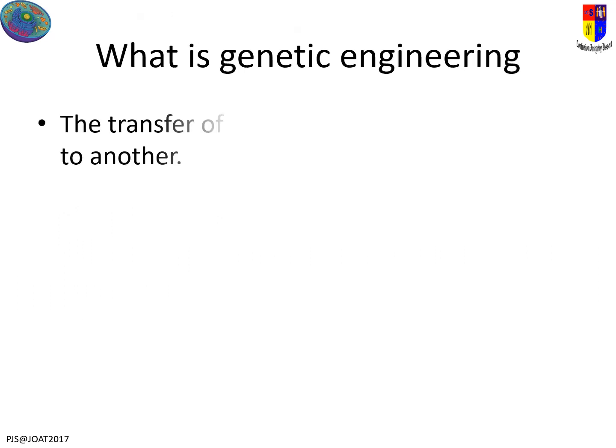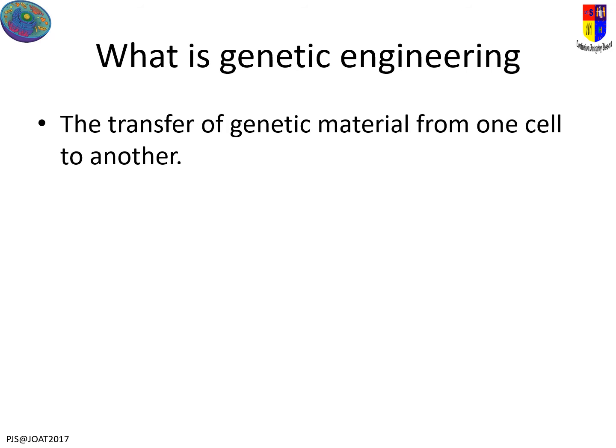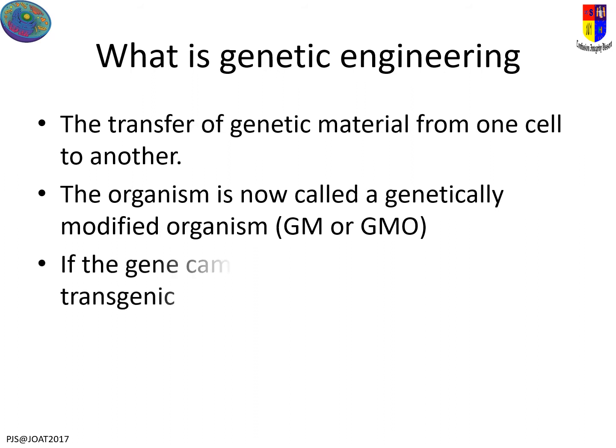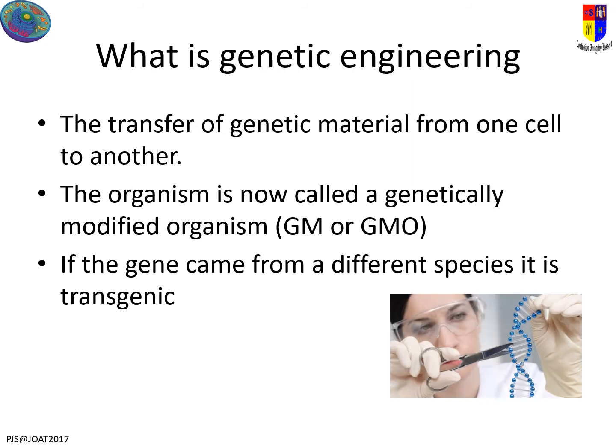So genetic engineering is taking genetic material from one cell and putting it into another cell. That sounds really simple, it's really not. The organism you've now got we call a genetically modified organism, which is GM for genetically modified, or GMO for genetically modified organism. And if the gene came from a different species, which normally it has, then we can also say it's transgenic because we've moved the gene from somewhere else.